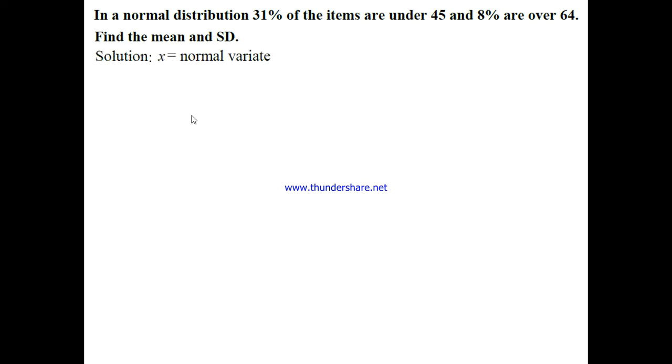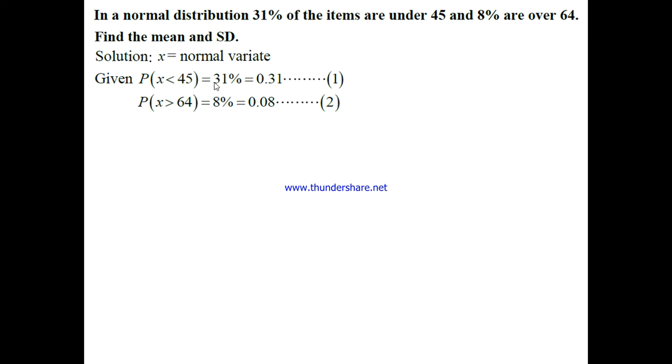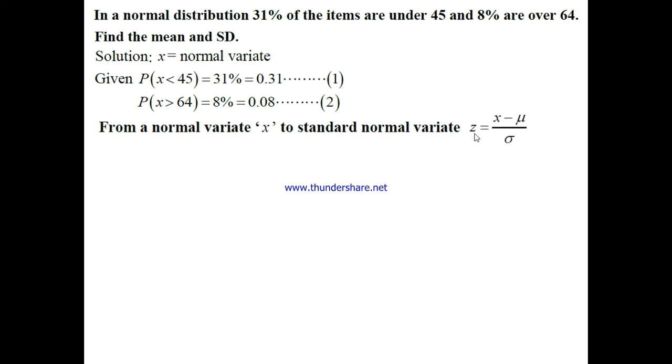Our X is the normal variate. From the given data, 31% of the items are under 45, that is, the probability that X is less than 45 is 31%, or we can consider it as 0.31. Similarly, 8% are over 64, that is, the probability that X is greater than 64 is 8%, or 0.08. And in a normal distribution problem, our first step is always to change this to the standard normal distribution by considering our standard normal variate Z as X minus mu by sigma.